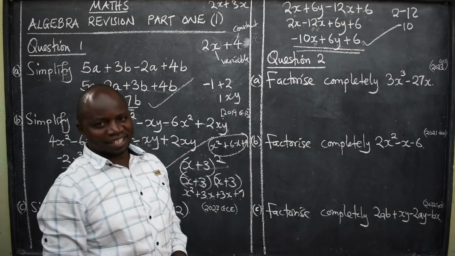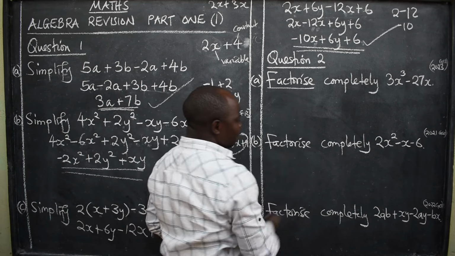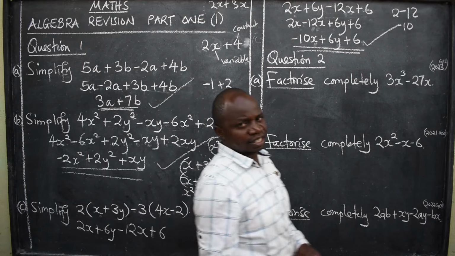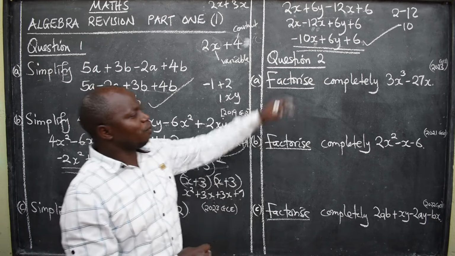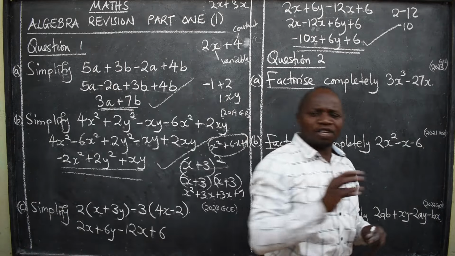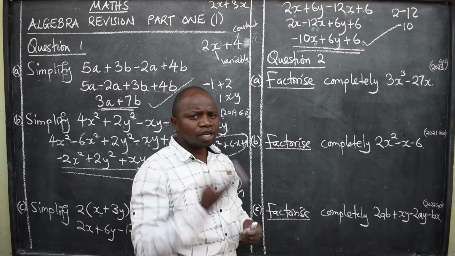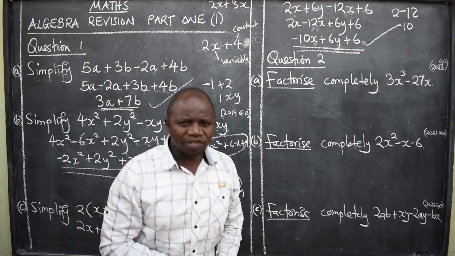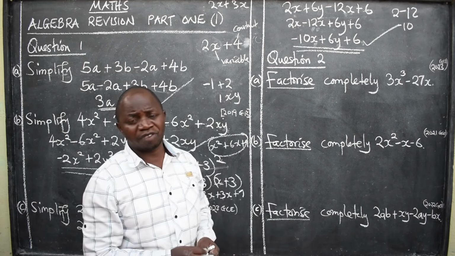Now let's look at the second part. The second part under algebra is where they ask you to factorize. Factorize is opposite to expand. Okay? Factorize is opposite to what? Expansion. So now we have types of factorization. That is the first thing that should come into your mind whenever they ask you to factorize. It's about the type. So we have 4 of them: common factorization, difference of two squares, quadratic factorization, and grouping. These are the major types of factorization.